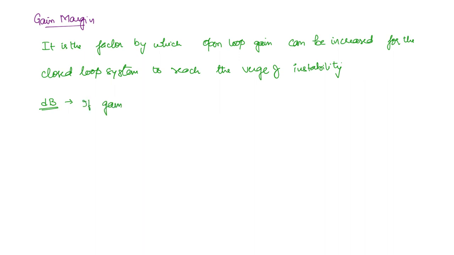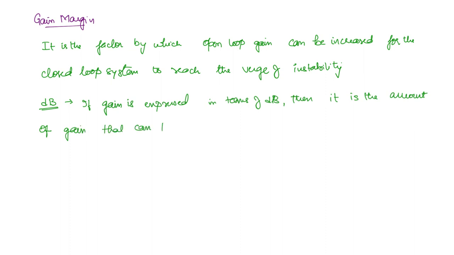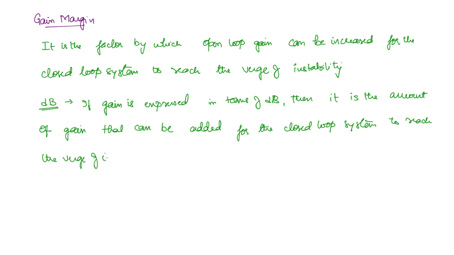If gain is expressed in terms of dB, then the gain margin is the amount of gain that can be added for the closed loop system to reach the verge of instability.